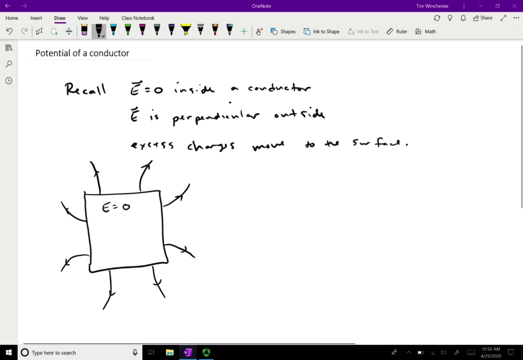Alright, and what that means is if I pick any 2 points inside the conductor and I integrate the electric field along some path connecting those 2 points, I'm going to get 0 because the electric field is 0. So the difference in potential then between any 2 points in a conductor is 0. What does it mean if the difference is 0? It means that they're at the same potential. So any 2 points in a conductor are at a constant potential. So our new rule then is a conductor is at a constant potential.